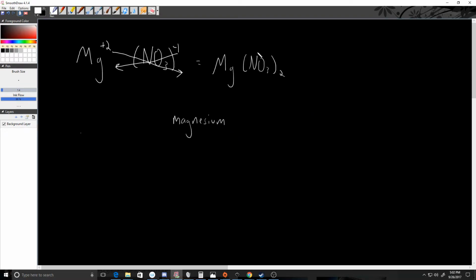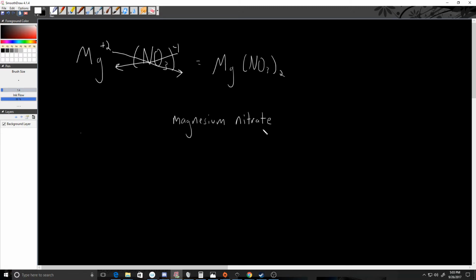All right, so now I need to name this part here. I still don't care that there's 2 of these NO3s. I just need to name what the negative ion is. Even if it's a polyatomic ion, I just need to name it. So in this case, you're going to check your sheet for NO3, and you're going to find that that's called nitrate. That's it. When it comes to naming polyatomic ions, you name the metal, or you name the positive ion, and you name the negative ion.